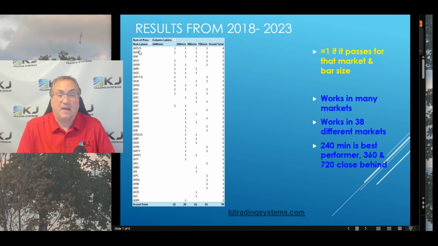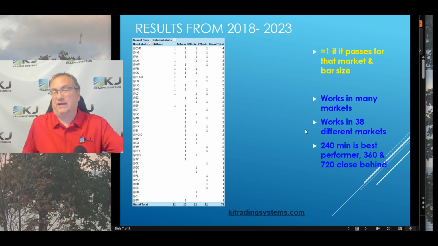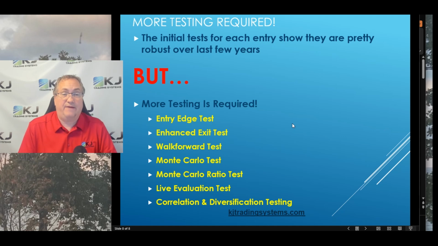But you can see ES, the day session ES, copper, wheat, lean hogs. These are all working pretty good. So it gives you a good idea that this works sometimes in almost every major futures market. I believe I usually test around 44, 45 different markets, so this works in most of them. That's not too bad. And by the way, that's after slippage and commission. So that's a great first test, but obviously more testing is required.